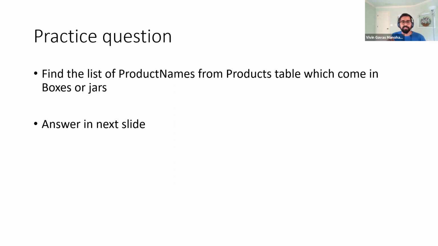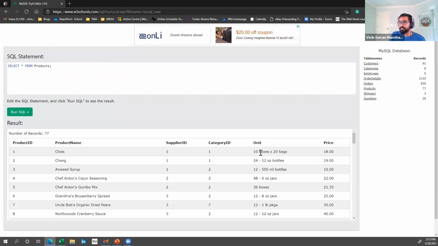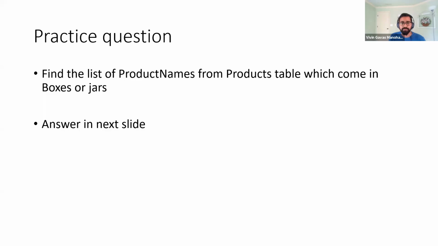So now if you take a look at the products table, you would see that there is a column called units. Let me show you that column. So unit. You can see that it either comes in boxes, bottles, jars, or packages. So now, just like the question which Karan had asked, find the list of all the entries which either come in a box or come in a jar. And I can give you 3 to 5 minutes to work on that. Jump into it.